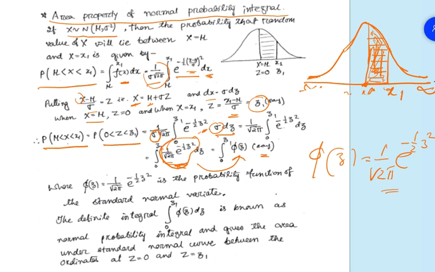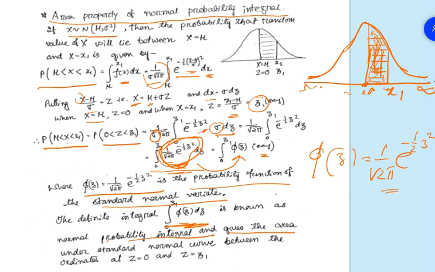We used f for x, and now we write phi for z. This phi of z, 1 by root over 2 pi e to the power minus half z squared, is the probability function of the standard normal variate that you already know. The definite integral from 0 to z1 of 1 by root over 2 pi e to the power minus half z squared, that is phi of z, is known as the normal probability integral.